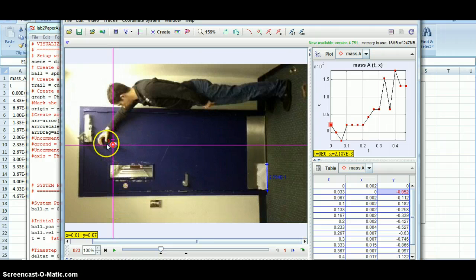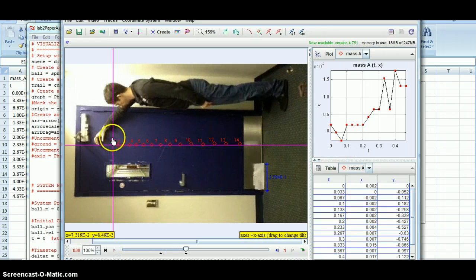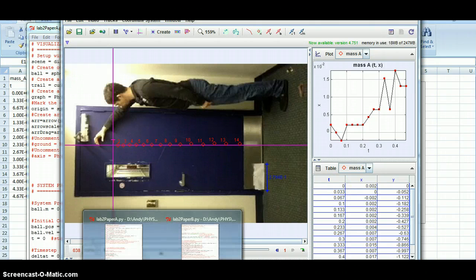I set Tracker to start right after I let go of the ball and to end right before the ball hit the ground. I chose my origin to be the center of the paper ball, and I used my calibration stick on this sheet of paper I put here and looked up the length of it in meters, which is 0.2794 meters, and I tracked its path. This is going in the negative y direction, and I also modeled the motion in Python.